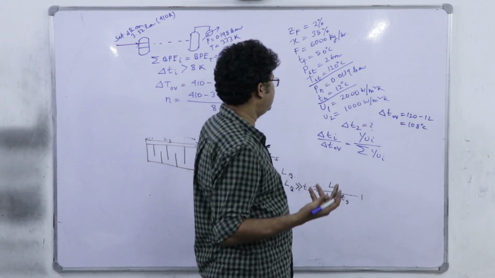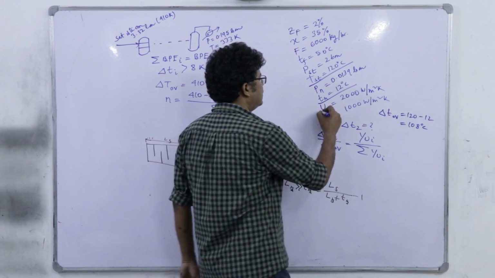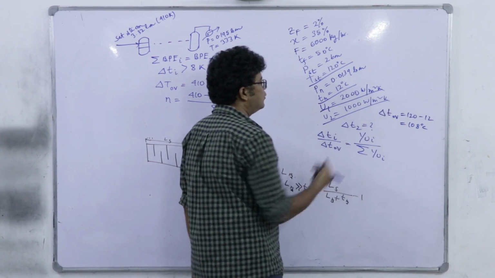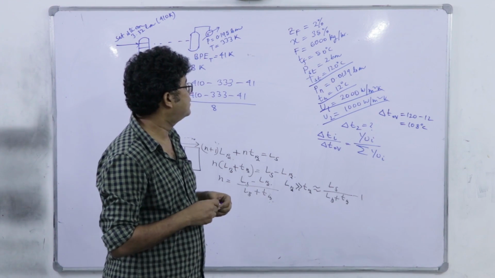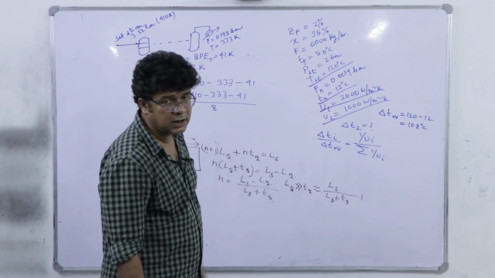We do not need anything else except this U1 and U2. So, U1 and U2 we have to substitute; the rest of the data are all excess data. We do not have to consider them at all.